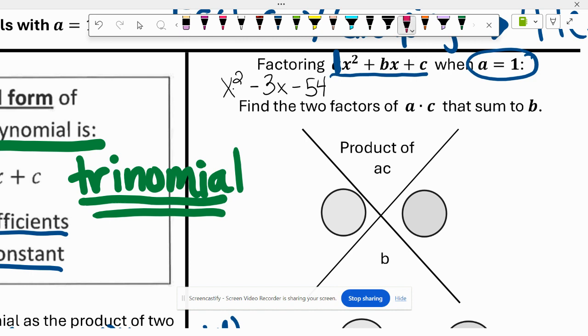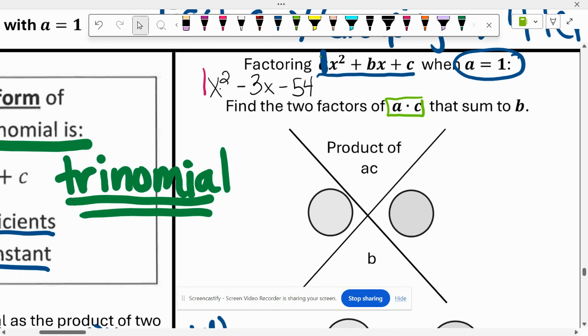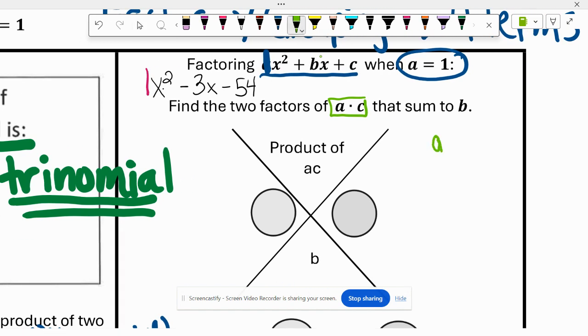So a, my leading coefficient, is 1. Notice that I just don't write it. We don't write 1x squared. It's just not typical. The way that we factor is, it says to find the 2 factors, you have to take a times c. I make a little table for that. Off to the side, I'm going to write a times c, and I put a dot over it to mean multiply. And then it says that sum to b, so I write the word b and put a plus above it. This is no different than our warm-up that said, what are 2 numbers that multiply to blah, blah, blah, and add to blah, blah, blah?